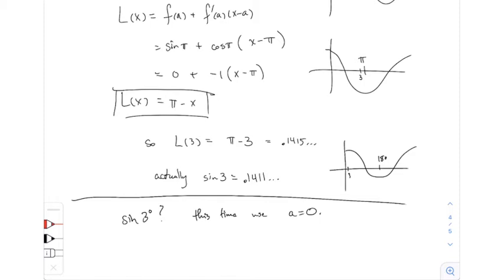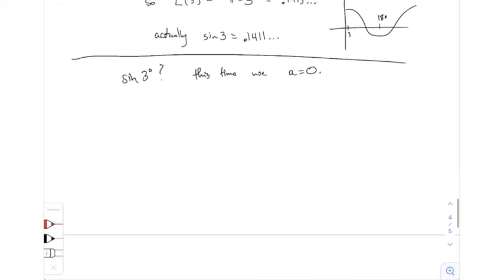I don't think we need to go through the details, but if you were using degrees instead, you would do the same stuff, but use 0 for the A instead of pi for the A. All right? Any more thoughts about that? This is the linear approximation. That's all I wanted to do for the linear approximation. I think we can move on to the next bit.